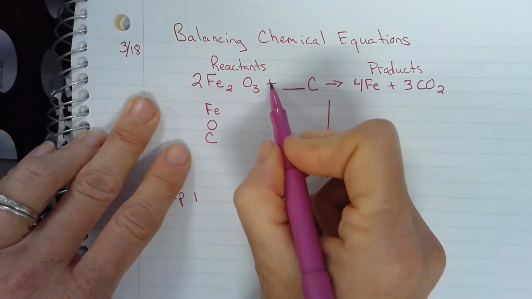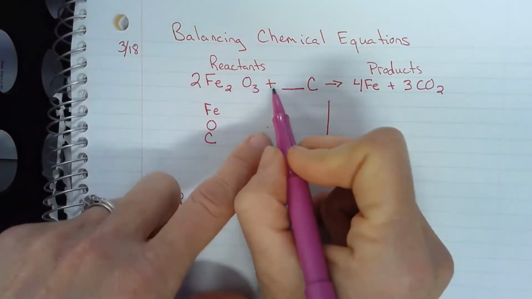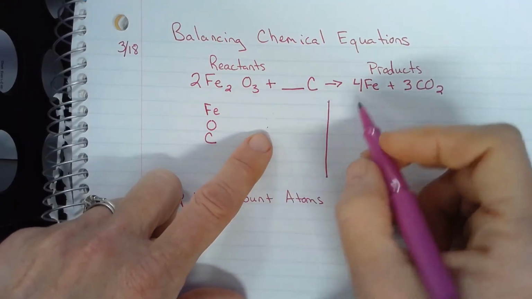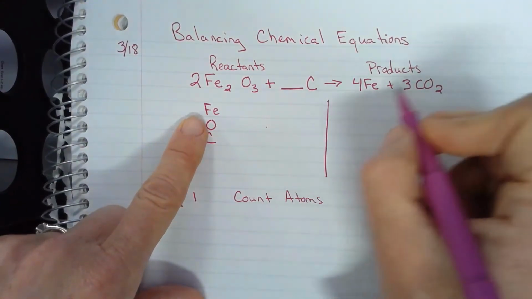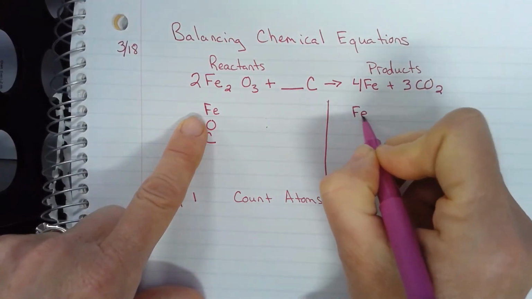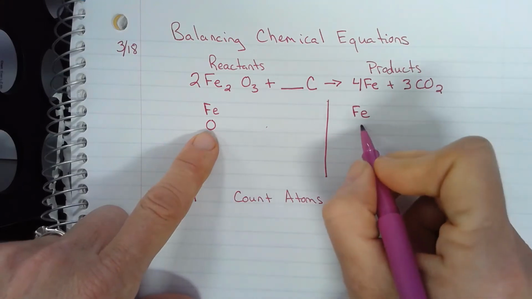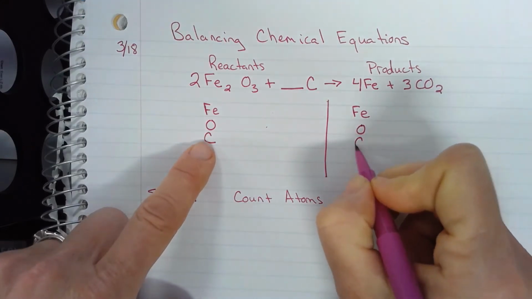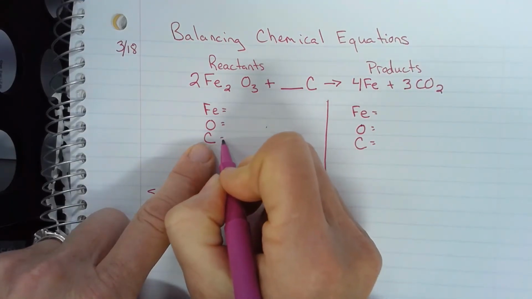So in this plus sign here, this is a molecule, and then here I've got an element. So I'm going to do the exact same letters in the same order. So I'm going to do Fe, I'm going to do my iron here. Now carbon is listed next, but I'm going to keep it in the same order. Oxygen and carbon. And now I'm going to count my atoms to see if they're balanced.